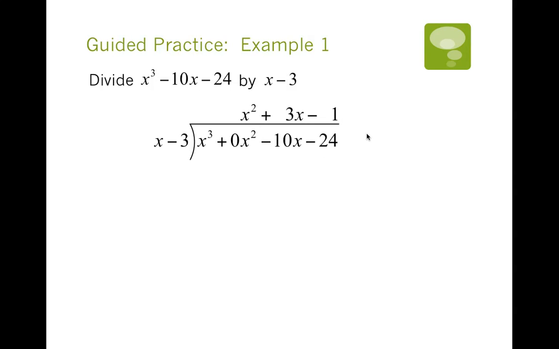All right, so this is what it should look like. If we take x cubed plus 0x squared, don't forget to put in that placeholder, minus 10x minus 24, and divide that by x minus 3, we should end up with x squared plus 3x minus 1. If you did not get that, you might want to pause the video for a moment, go back and check your answer, see if you can find your mistake, maybe even go back and look at the actual example again and see if you can fix your mistake.